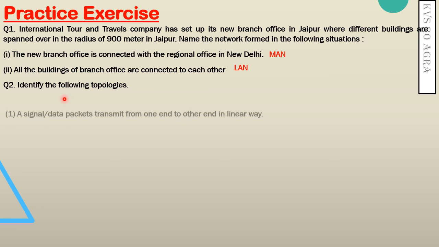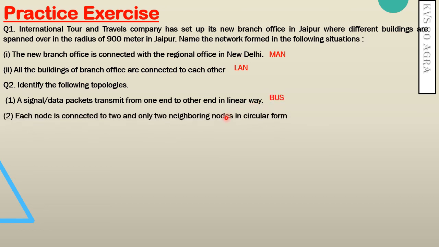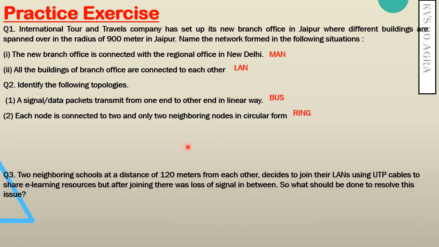Second question is to identify the following topologies. A signal or data packets transmit from one end to the other end in a linear way. We have to name the topology. This we have studied in the previous part of this networking series. So this topology is bus. Each node is connected to two and only two neighboring nodes in circular form, and this is ring topology.